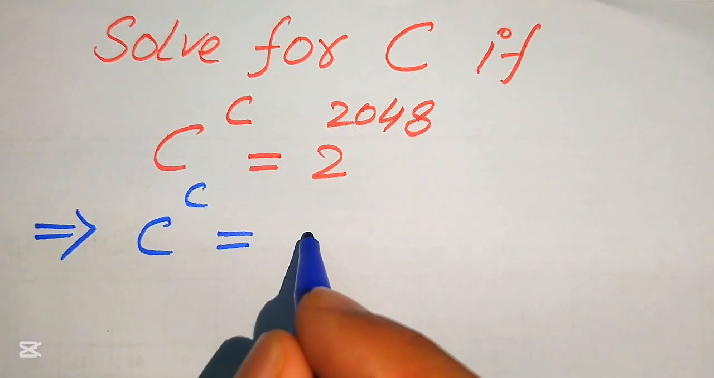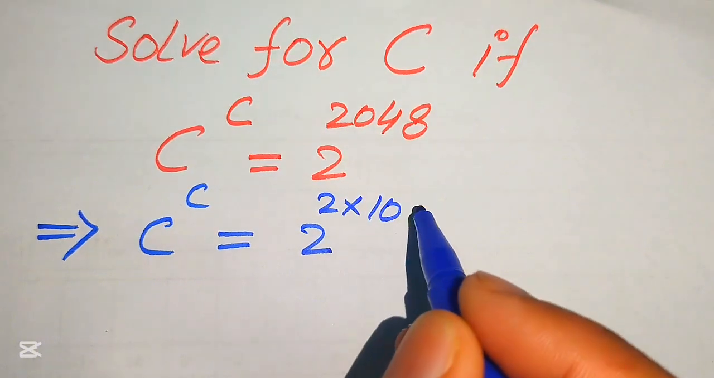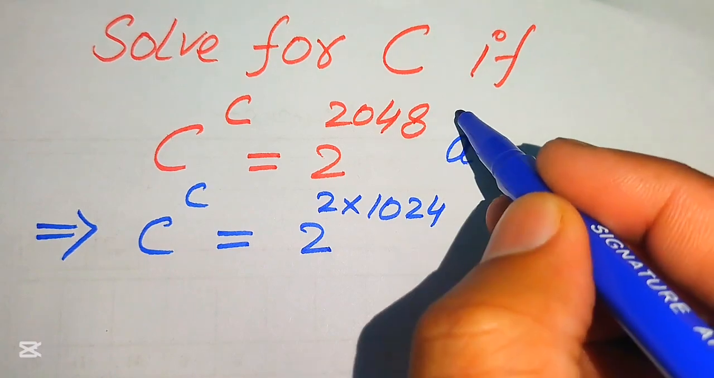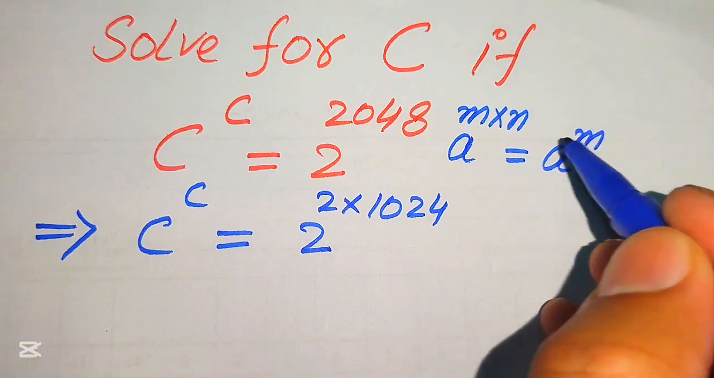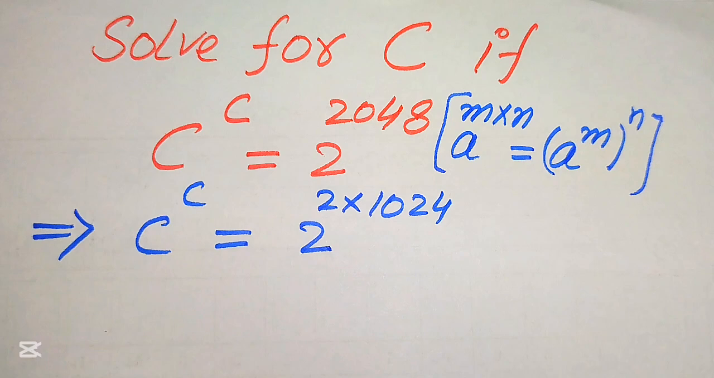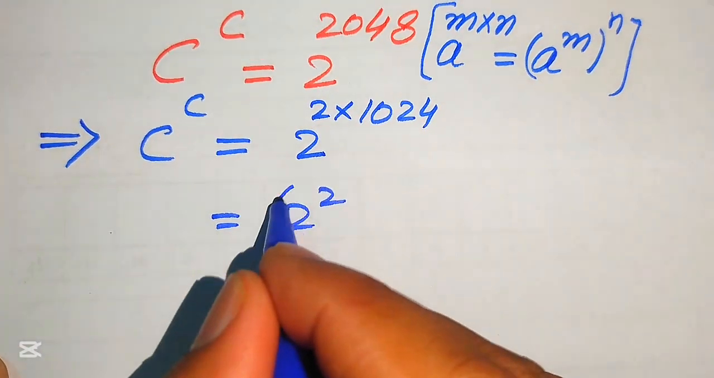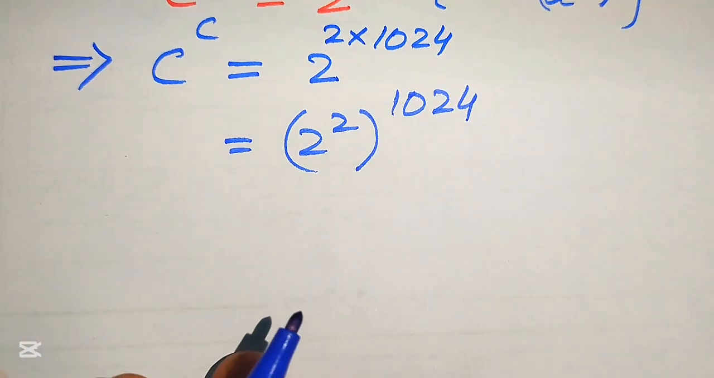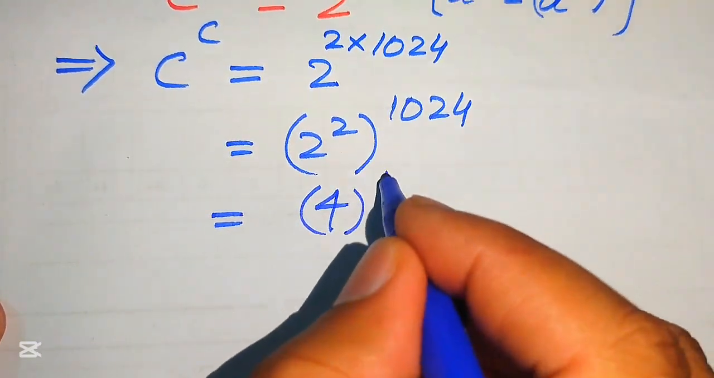So first you have c to the power of c is equal to 2 to the power of 2048. So we write this 2048 as 2 multiplied by 1024. After that we apply this exponent law: if you have a to the power of m multiplied by n, we write it as a to the power of m, to the power of n. According to this exponent law, we move this 2 inside the term, and it will be written as 2 squared and its whole exponent is 1024. In the next step, this 2 squared is equal to 4 and its exponent is 1024.